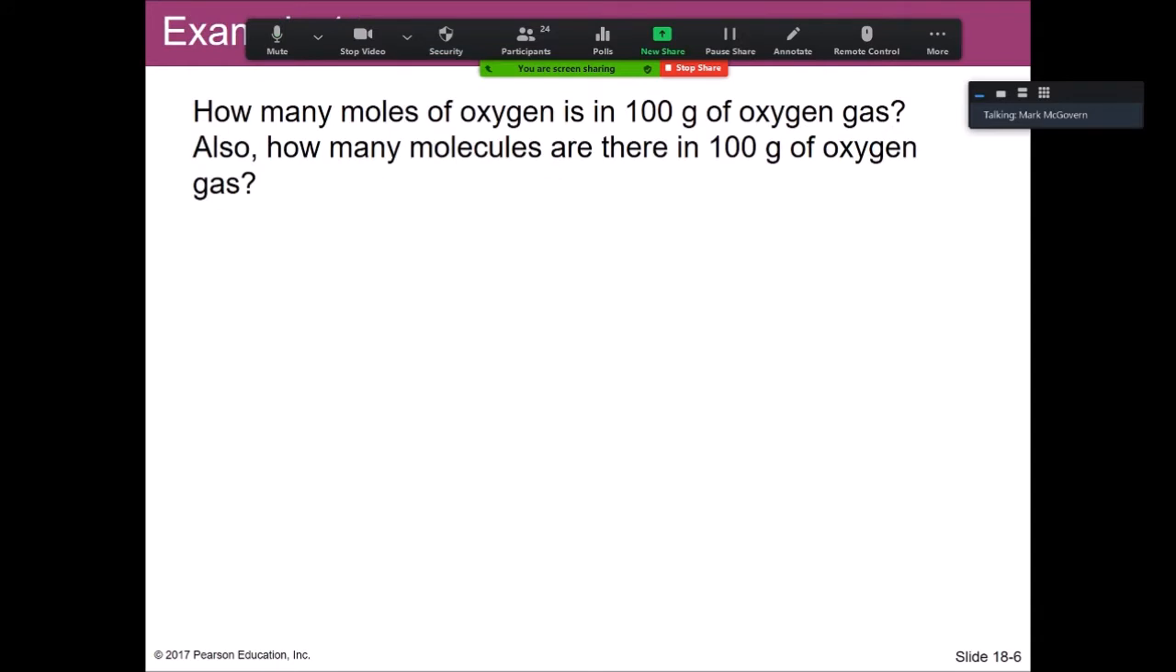All right, great. So let's do a problem here. How many moles of oxygen are in 100 grams of oxygen gas? And then how many molecules are there? All right, so there's a couple ways to go about this. I mean, there's one really easy way, but I kind of want to illustrate both of the ways to do it. So let's check it out.